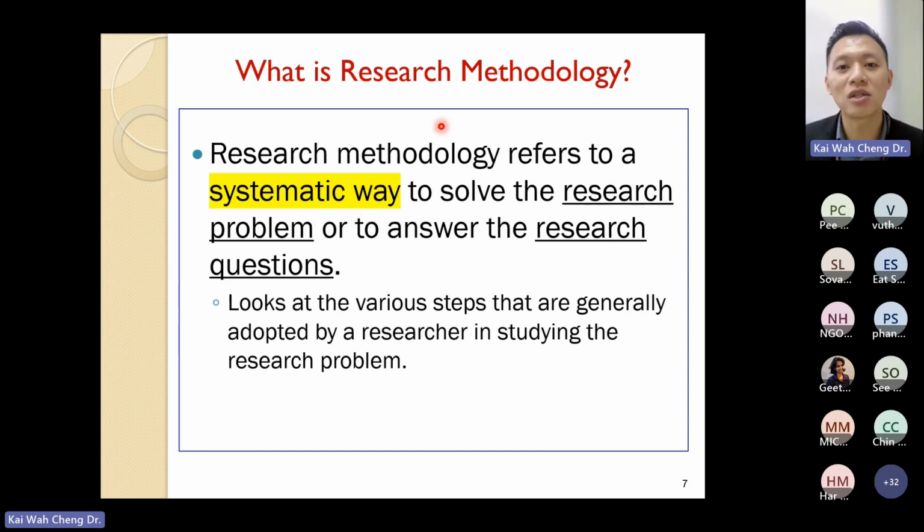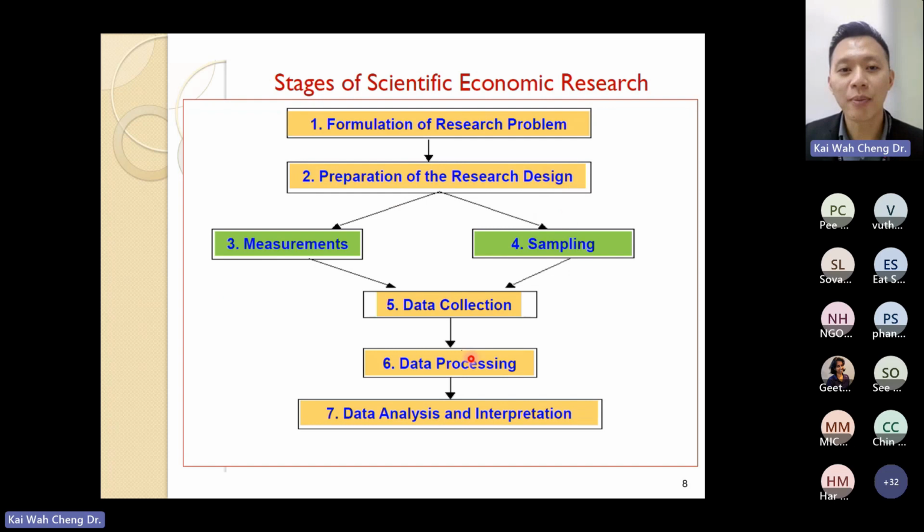So basically, this is all about research methodology. I prepared a flow chart for you. These are the important elements that every one of us will come across whenever we want to conduct a research. The first step before we conduct a research always starts from research problems.